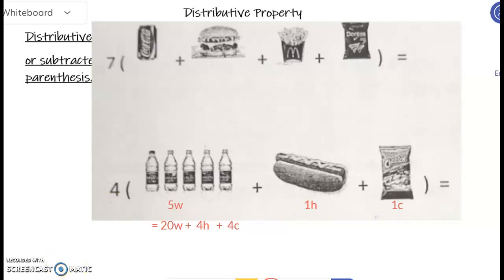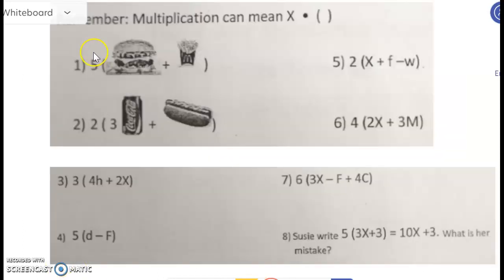Now let's try some at the bottom here. Okay, you've got 5 times 1 burger and 5 times 1 fry. So I'm going to draw my happy rainbows. And I am going to go ahead and do my multiplication. And I end up with 5 times 1 burger is 5B. And 5 times 1 fry is 5F. And that is my answer right there.